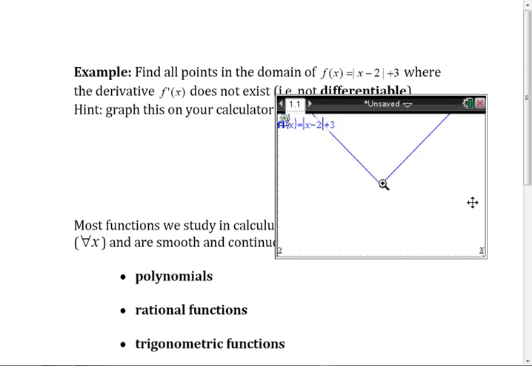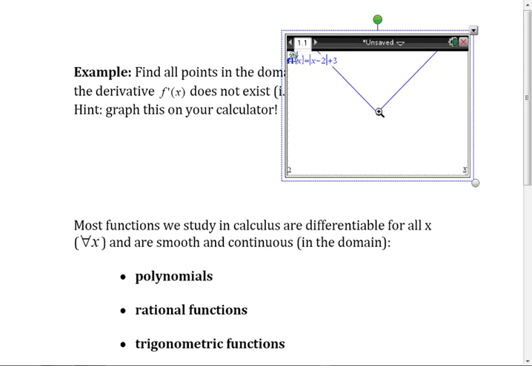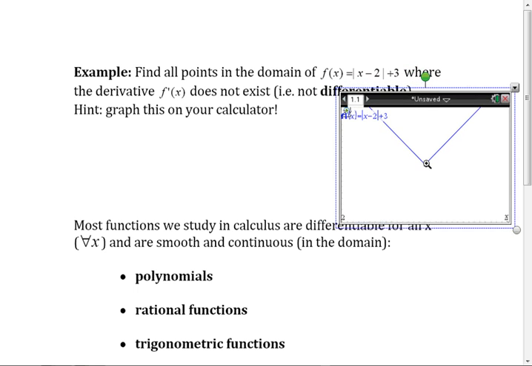I did a different function. That's okay, it's the same. No matter how much I zoom in on it, you can't do this.